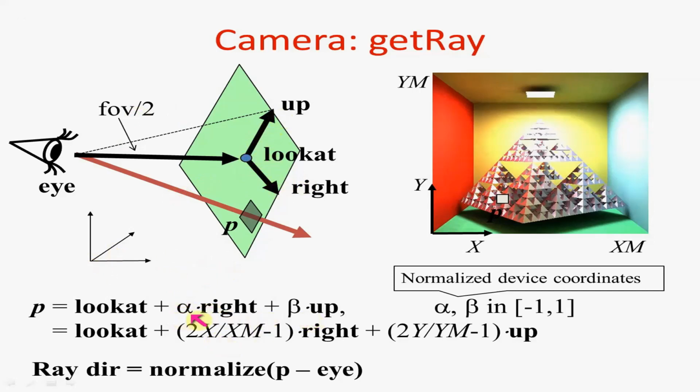The combination parameters alpha and beta are between -1 and 1, so they are in fact normalized device coordinates. If the resolutions xm and ym of the physical screen are known, then x and y pixel coordinates can be easily converted to normalized device coordinates that can be used as combination parameters of the two vectors. So we obtain P. The direction vector of the ray is just the difference of P and the eye position.